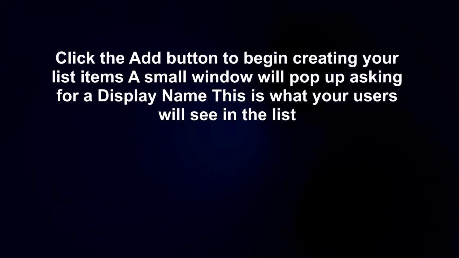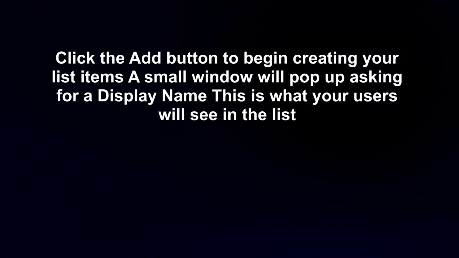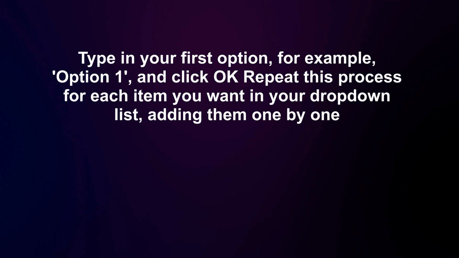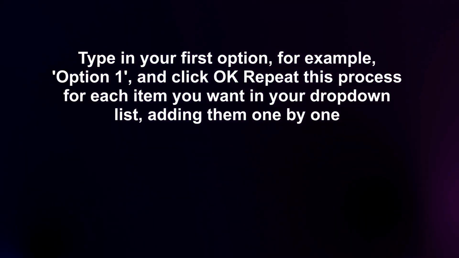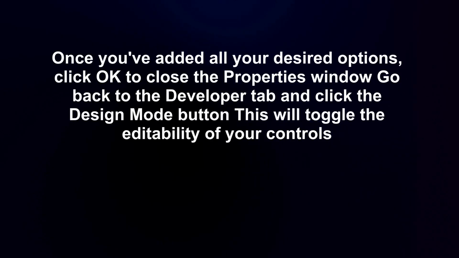A small window will pop up asking for a display name. This is what your users will see in the list. Type in your first option, for example, Option 1, and click OK. Repeat this process for each item you want in your drop-down list, adding them one by one. Once you've added all your desired options, click OK to close the Properties window.